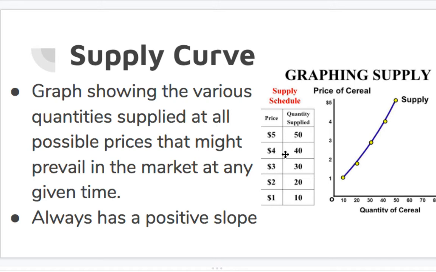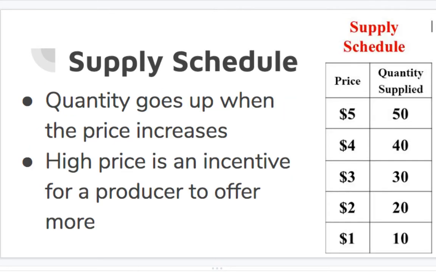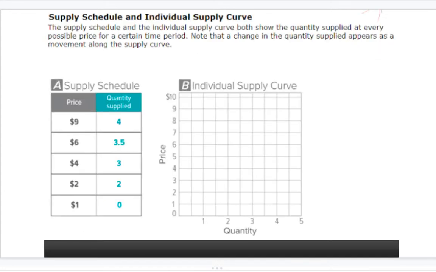So it works in inverse to what the demand schedule would look like. Again, in the supply schedule, quantity goes up when the price increases, and the higher price is an incentive for a producer to offer more, meaning we'd be willing to invest more if we're going to make more profit, if we're going to be able to sell things at a higher price and create more flexibility. So this is an example of what a supply schedule looks like when we're graphing it on a curve.